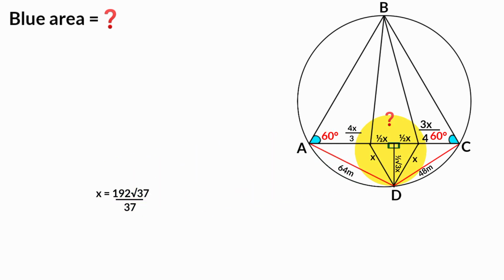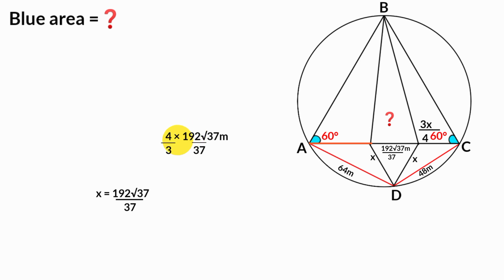Come back here. Recall the length of this side was bisected by this median here. So if we take the median out, its length will be back to x. The value of x from here is 192 root 37 over 37. So the length of the side is 192 root 37 over 37 meters. Substitute the value of x here. It will be 4 over 3 times 192 root 37 over 37 meters.